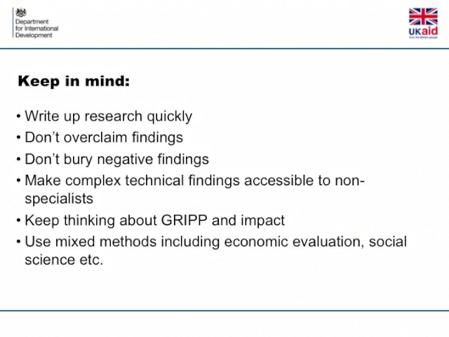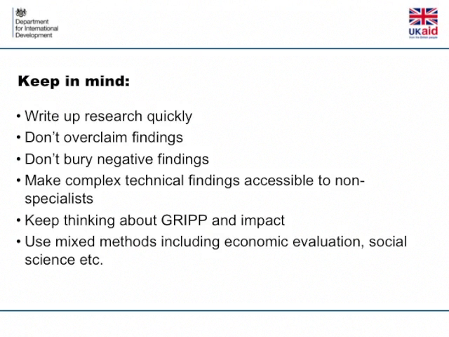So to summarise what we've said, you've also got to keep in mind writing up the research very quickly so that it's not sitting around for 4 or 5 years before it gets into the public domain, that you don't overclaim the findings, that you're very neutral about the findings, but that you also don't bury any negative findings. In the Research and Evidence Division, we're spending quite a lot of time trying to train the rest of DFID to understand that research which shows something that doesn't work is as important, or maybe even more important, than research that shows something that does work.